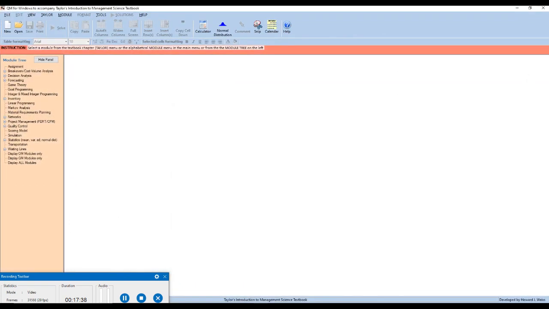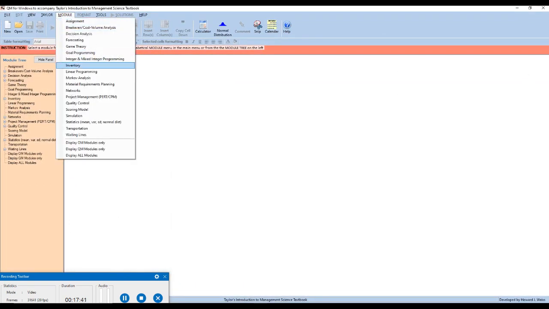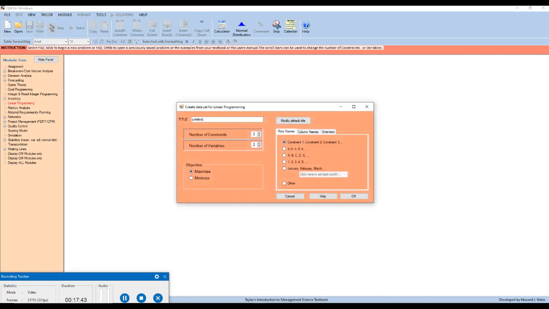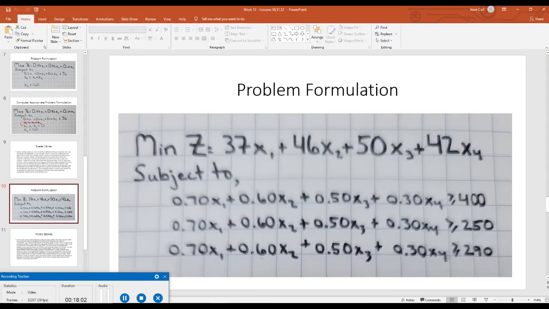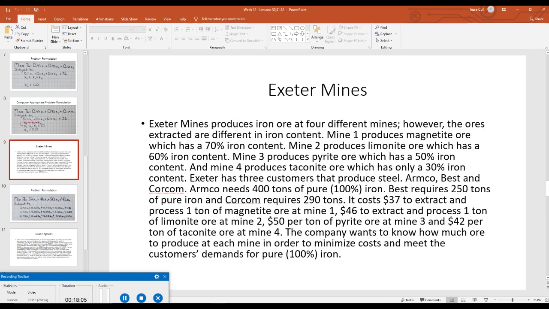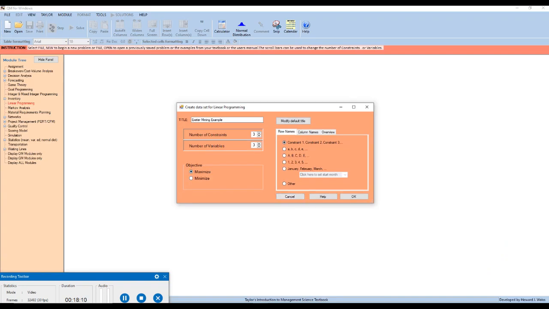One more time, we hit close, module, linear programming, and we'll open a new file. We'll call this our Exeter mining example. We have 3 constraints and 3 variables. We're trying to maximize profit. We hit OK. We're trying to minimize costs. That's my mistake. So we're trying to minimize, and we hit OK.